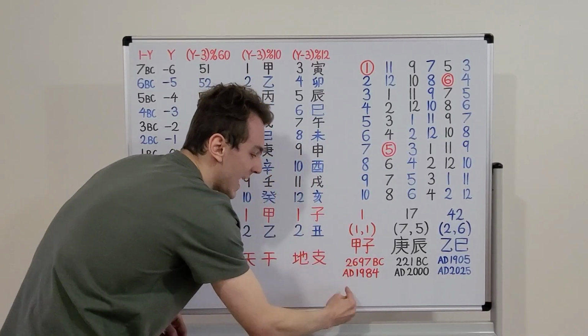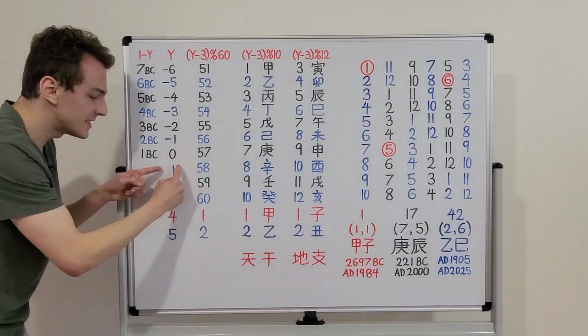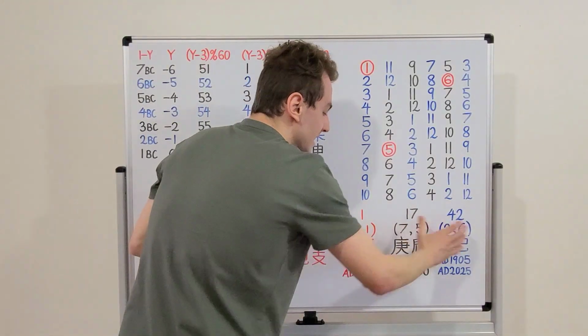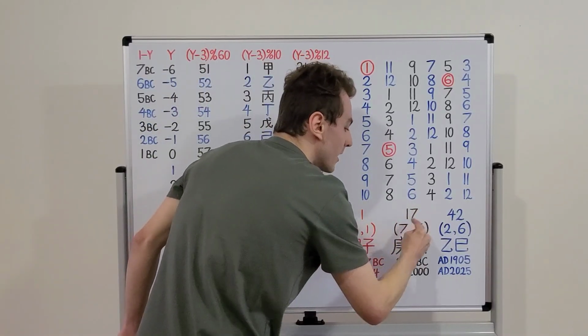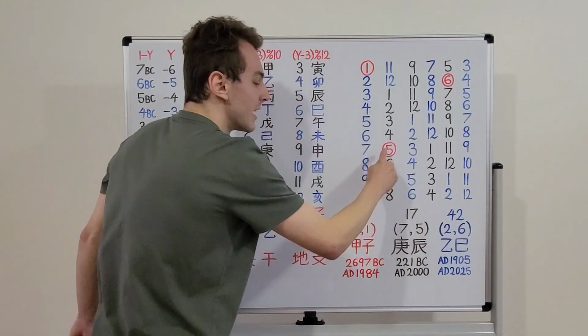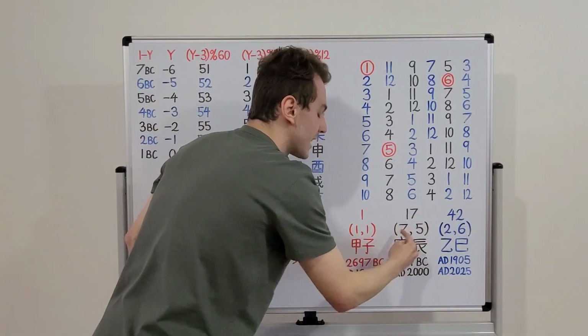And here we're using the convention AD, which means Anno Domini. So that is starting from here. This is AD 1. Now let's have a look at these two examples. So over here we have the 17th year in the Sexagenary cycle. The 17th year can be written as 7,5. Now, why is that the case?